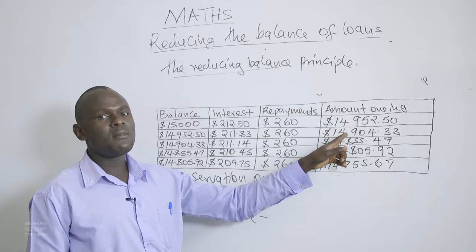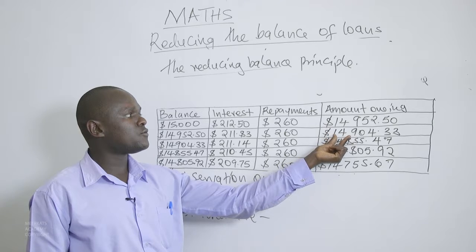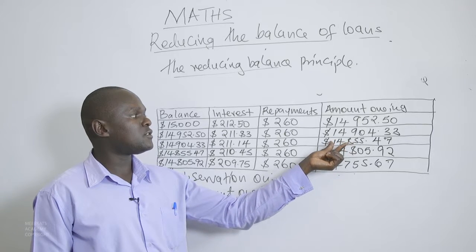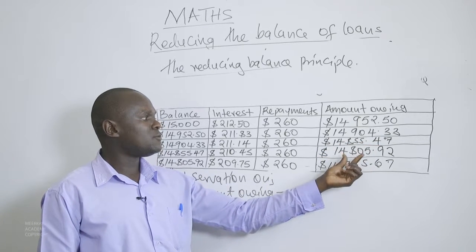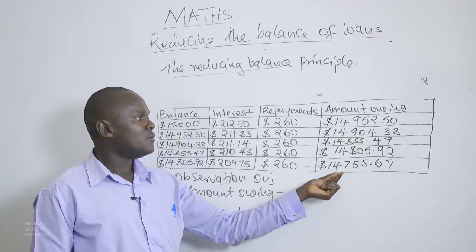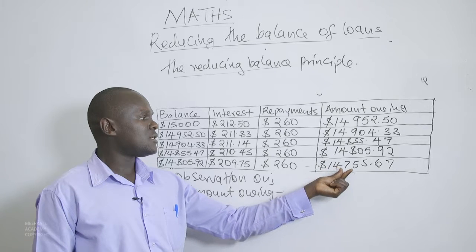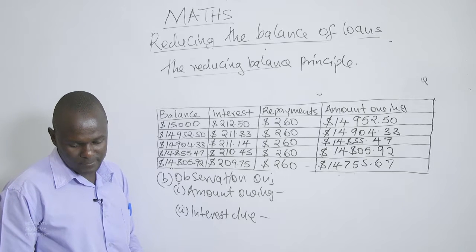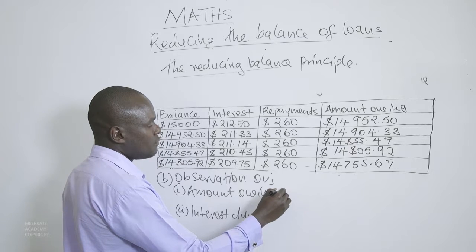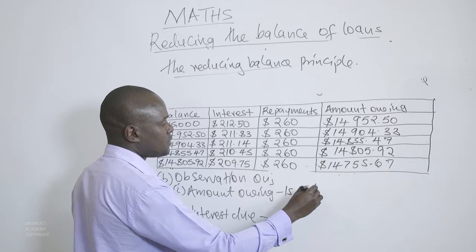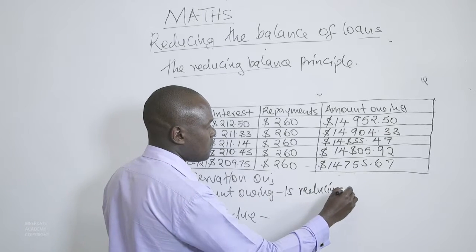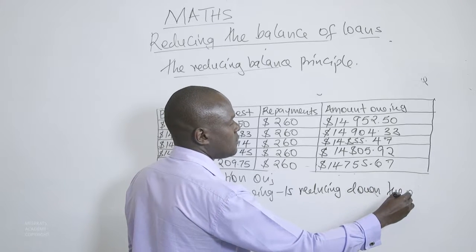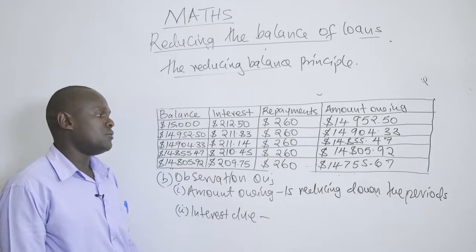At the end of the second month, the same amount has reduced. The amount owing, the same variable, has reduced to $14,904.33. And when we move on to the third month, it reduces further to $14,855.47. Same to the fourth month, and lastly, on the fifth month, the amount owing has reduced to $14,755.67. So you discover that the amount owing is reducing as time goes by. So we can say the amount owing is reducing down the periods.